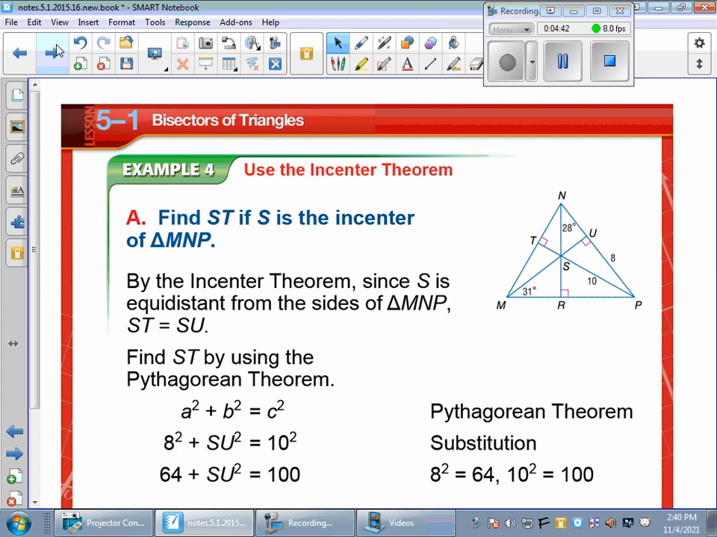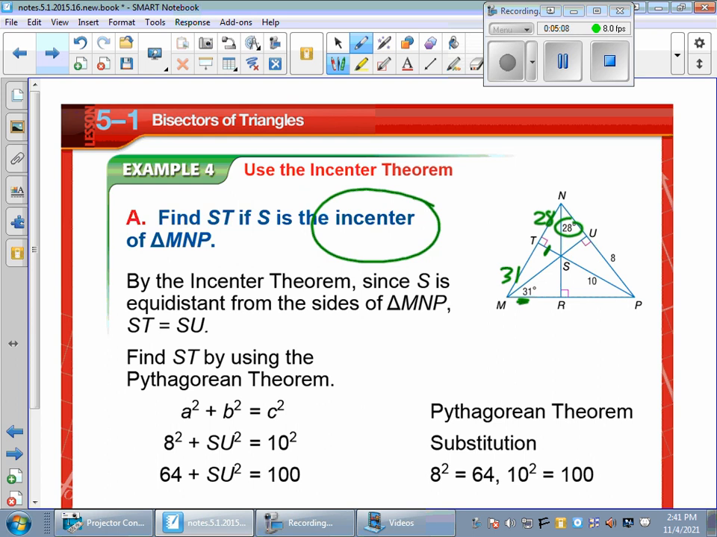So a couple things. If we know something is the incenter, then we know these are a combination of angle bisectors. So if this is 31, this is 31. This is 28, this is 28. Now what they want you to find is ST first, and then they'll find the angle second. So here we go, find ST. They want you to find this.